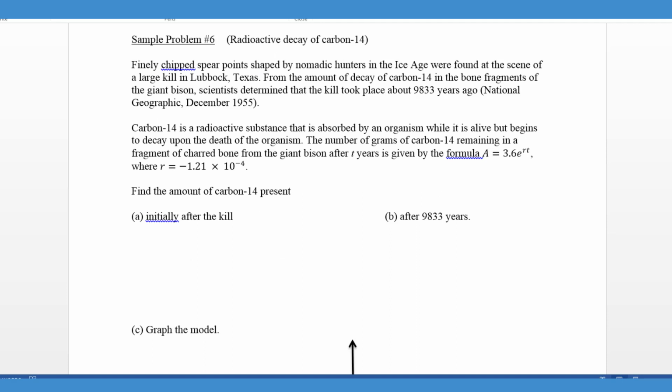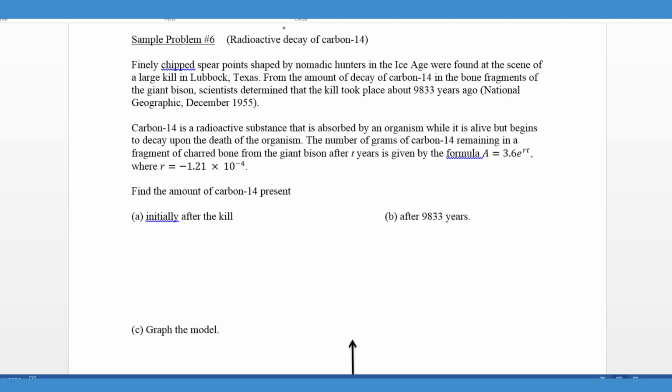Okay, so what we've got here is a formula, 3.6 e to the rt, with a rate. And that rate is written in scientific notation, and if you feel like you need to, you can go ahead and convert that to a decimal. You just work the decimal places backwards 4 places, and you're going to get negative 0.000121, and you can use that in place of your calculation, but whatever way you need to do this.